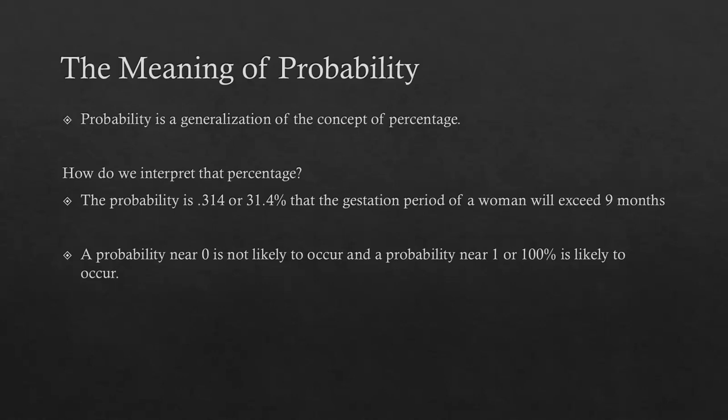Well, 0.314 is the same thing as 31.4%. So for this particular problem, the probability is 31.4% that the gestation period of a woman will exceed 9 months. Okay, so now a probability near 0 is not going to occur. That's when we say it's an impossible event. A probability near 1 is when it's likely to occur. That's 100% possibility is what a probability near 1 represents.